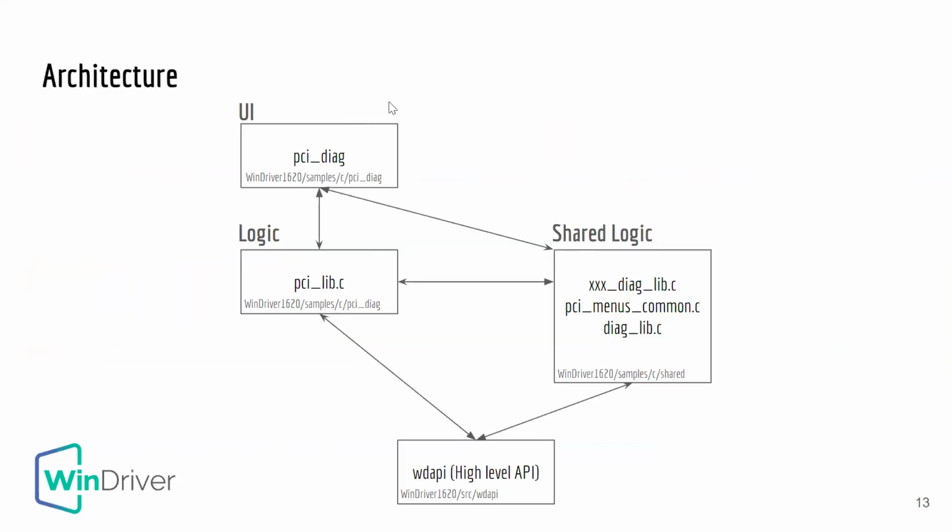So this is how it looks like. We have the UI, which is the PCI diag .c. We have the logic, which is the PCI library, lib. And we have the shared logic that all the samples are using. And they are all linked and communicating with a high-level API.